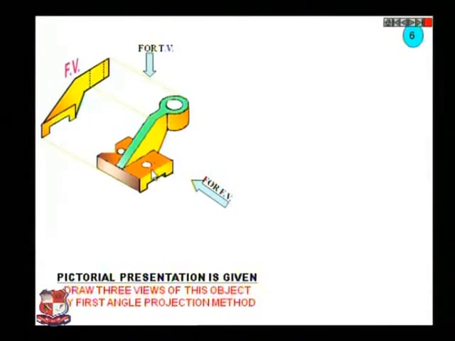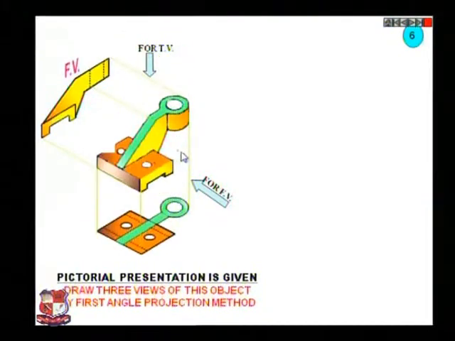So for that also we have to draw the dotted lines in this edge. Now if you look from the top side, in top view, this object would appear like this. This green colored portion would be visible in top view, and here this cut portion is there, so that too is not visible in this top view.